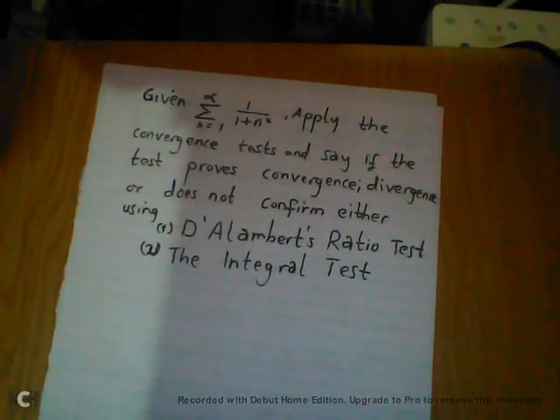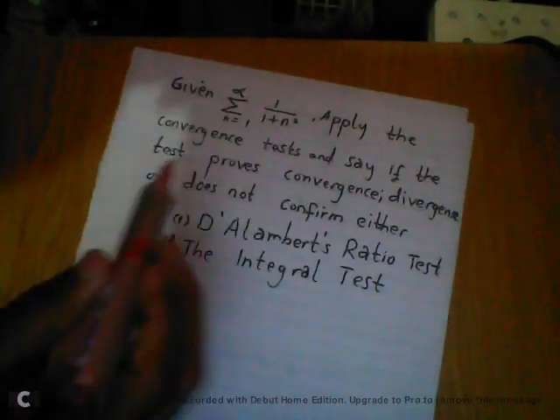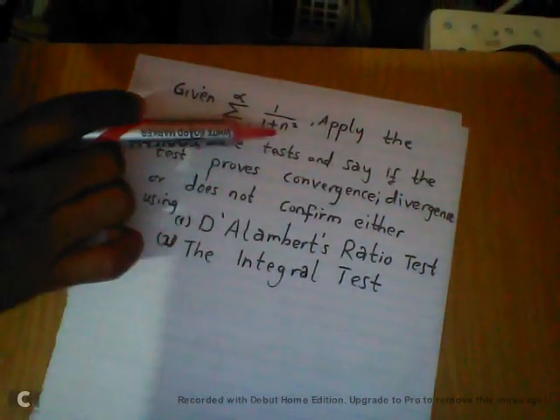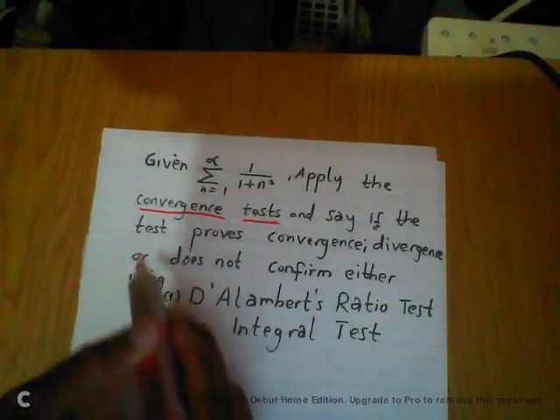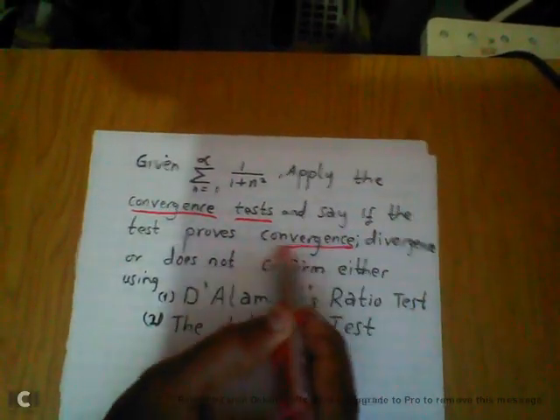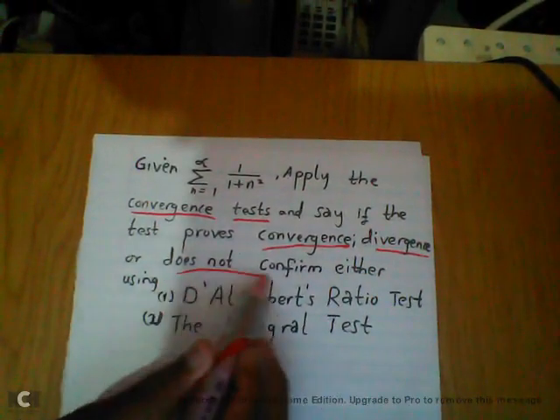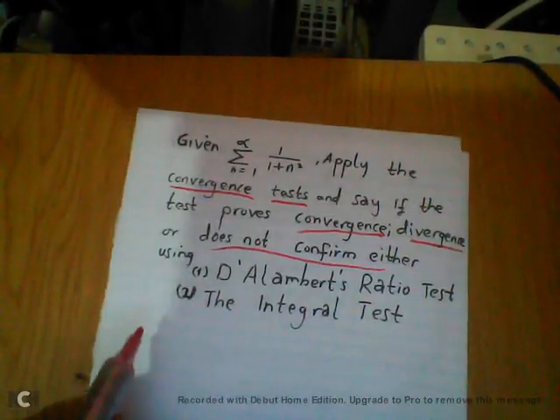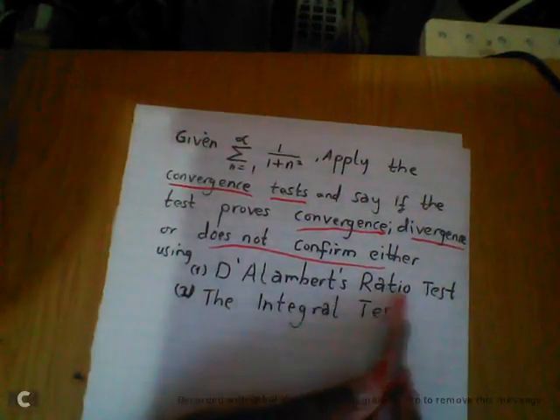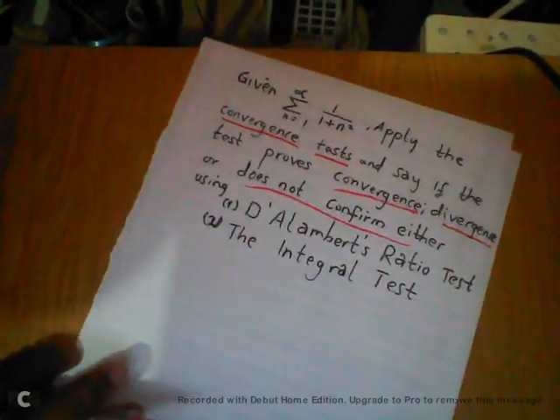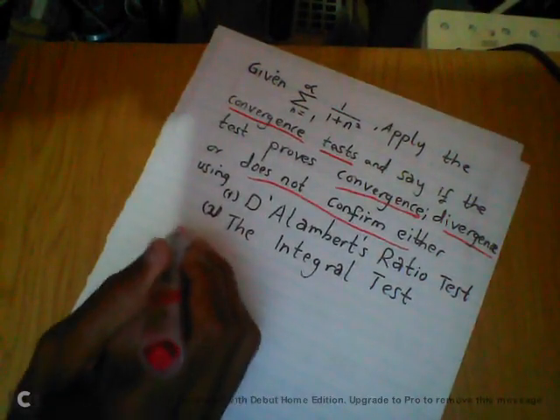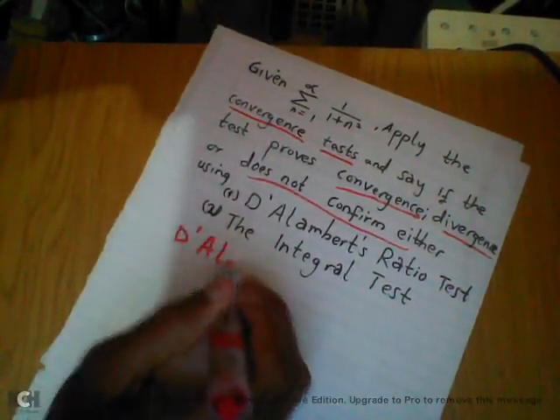Let's go. The first question says, given a summation of terms or functions, apply the convergence test and say if the test proves convergence, divergence, or does not confirm either. But we have to use the ratio test. So what is the ratio test? And after that we have to do the integral test. Okay, let's go to the solution. Let's start with the ratio test.